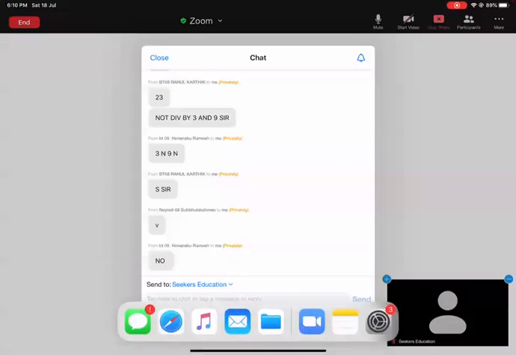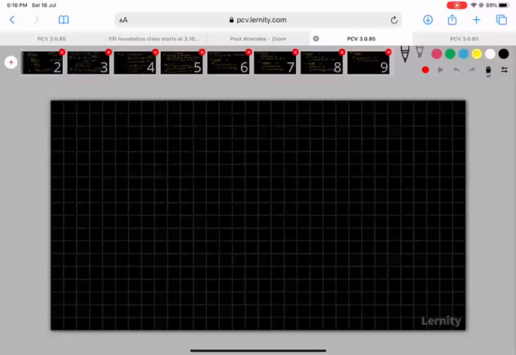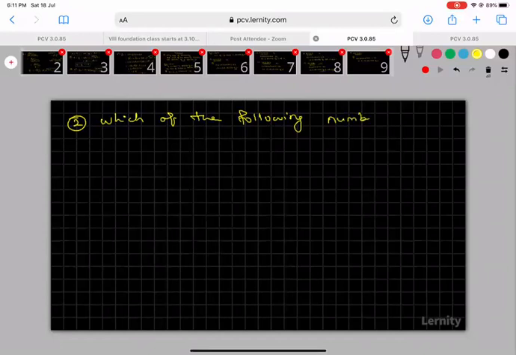Okay, I will move to the next slide. So the second problem they are given: which of the following numbers are divisible by 4 but not 8? This is the question they are given, sir.